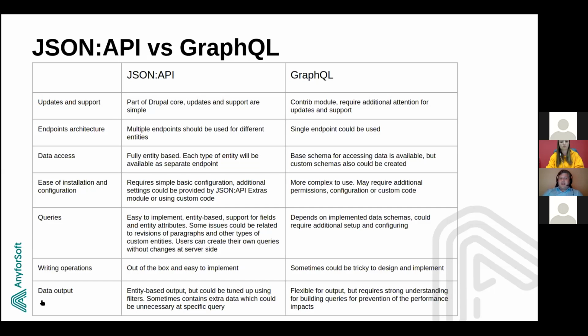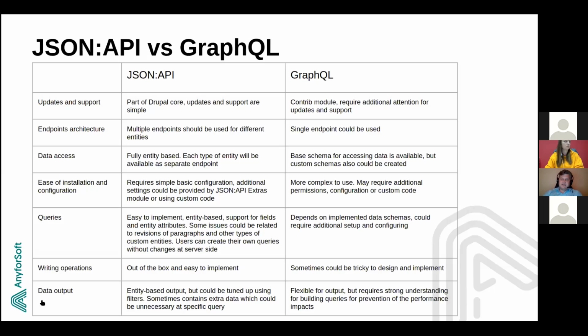Next, for endpoints architecture, for JSON API we have multiple endpoints, and sometimes it could be difficult, especially for developers, because it requires a lot of documentation for describing all of them. For GraphQL, it's a little more simple because we will have a single endpoint or a few endpoints which could be used, and we can create documentation in one place and describe only this one endpoint.